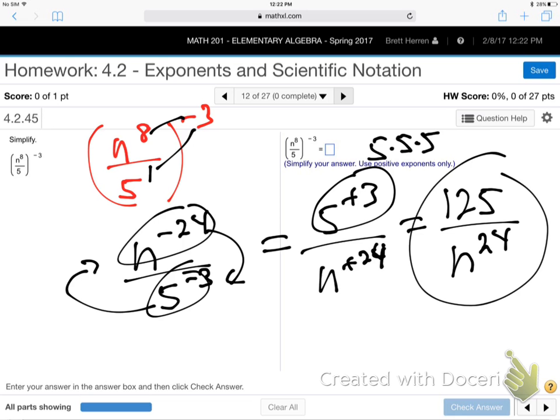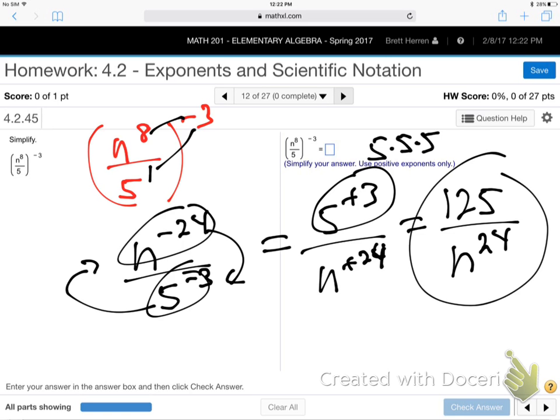I think it wants the last answer. 125 over into the 24. Does that make sense, those steps I went through? Is that good? So again, power from the beginning: powers outside parentheses multiply powers inside. And then negative powers are unhappy, they both jump to the opposite side and then become positive. And whenever you have numbers with numbers, just use your calculator. 5 times 5 times 5, 125.